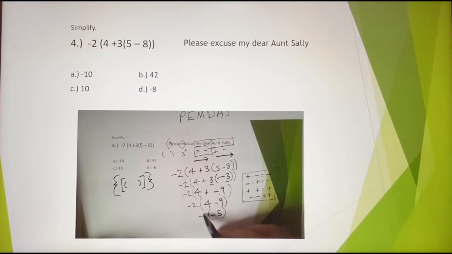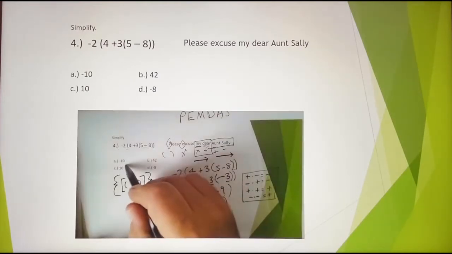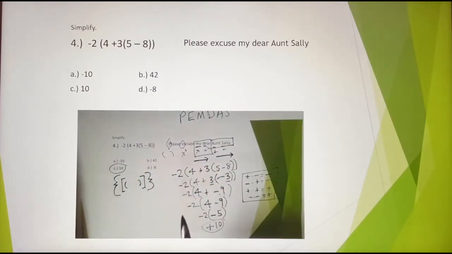And over here, I've still got the negative 2. There's nothing else to do inside the parentheses. The only thing left is the negative 2, and remember, it's right next to it, so it's a multiplication. So I've got a negative times a negative, so my answer I know is going to be positive. 2 times 5 is 10. The answer is positive 10.